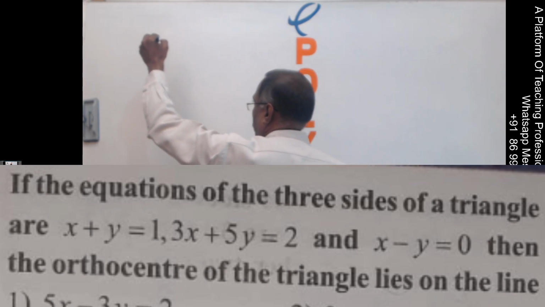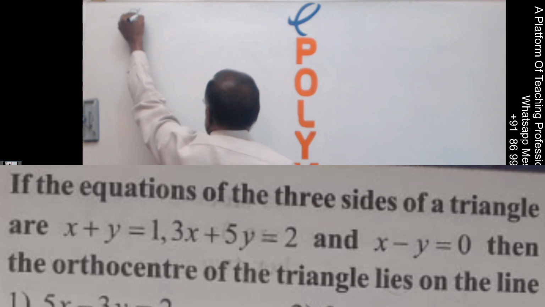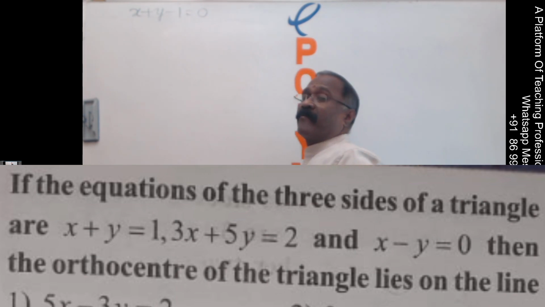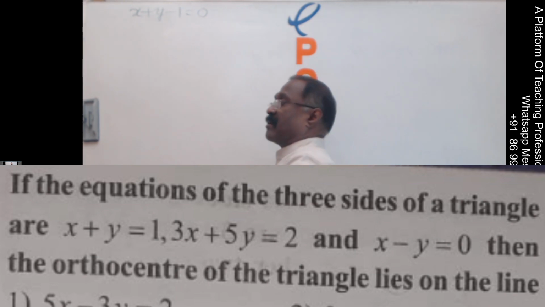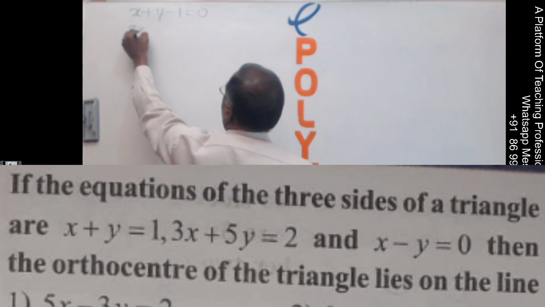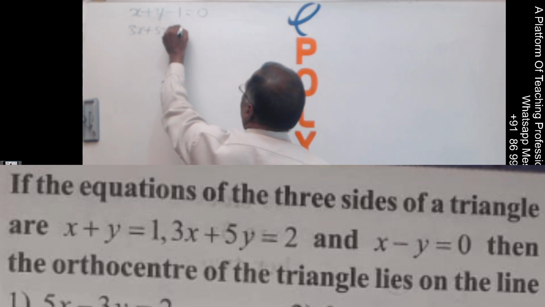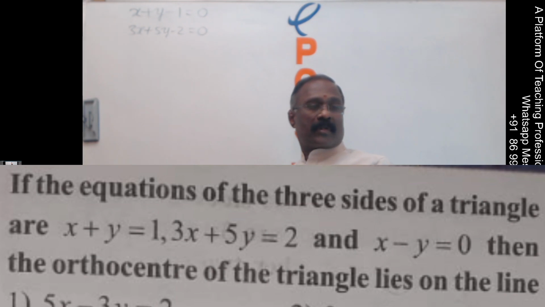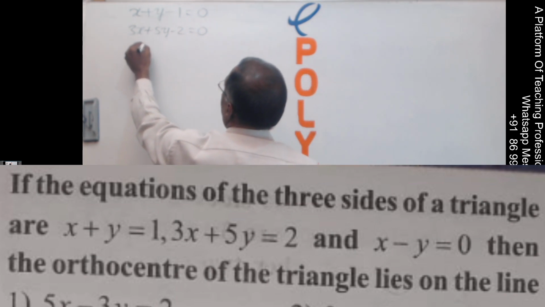Let me write. First line, please: x plus y minus 1 equal to 0. Second line, please: 3x plus 5y minus 2 equal to 0. Third line: x minus y equal to 0.